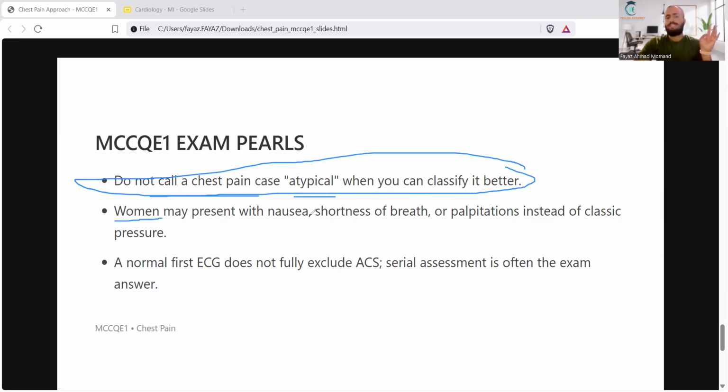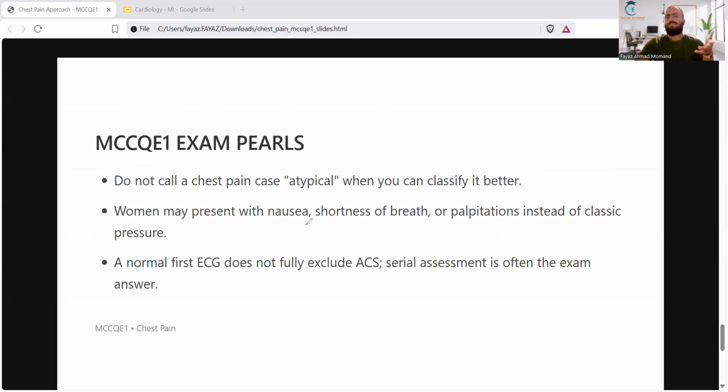Women, elderly patients, and patients with diabetes may not feel chest pain. They would come with shortness of breath or feeling unwell in general, they would say, I don't feel well. They may say I have palpitations or heart racing. Nausea is a common presentation in women experiencing acute coronary syndrome, or people with diabetes, or those who are elderly, especially if they're above 75. Shortness of breath and palpitations are some of the other presentations of acute coronary syndrome.